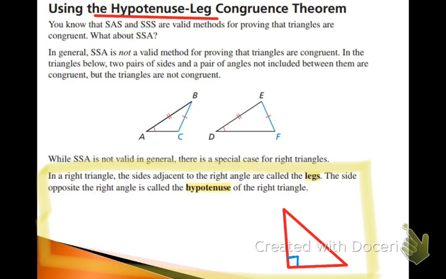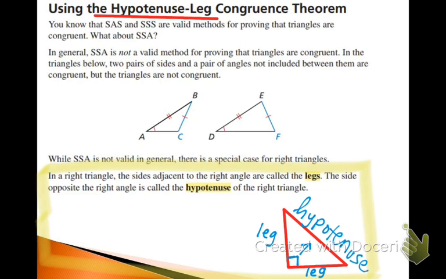So remember, adjacent means next to. So these 2 sides are next to the right angle. So that makes them a leg, a leg. The side opposite of the right angle, the one that the right angle is always pointing to, we call the hypotenuse. Hypotenuse. It only exists in a right triangle.